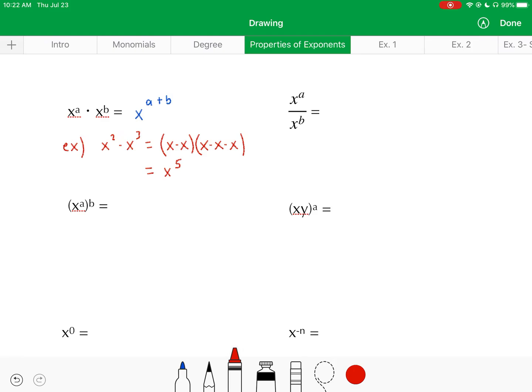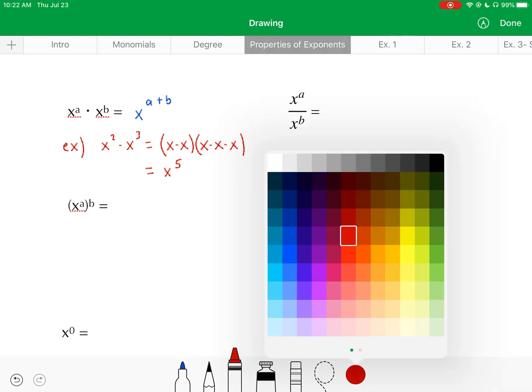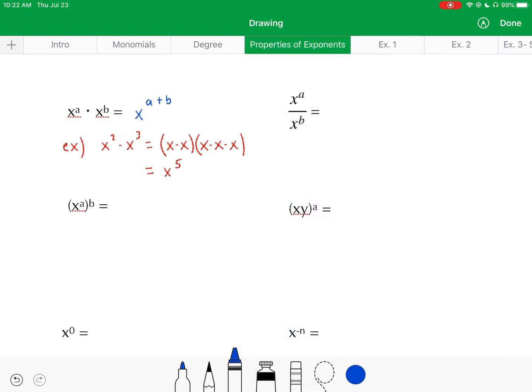All right. X to the power of a, if you divide that by x to the power of b, you're going to equal that to x to the power of a minus b. So that shows me I am subtracting the power from the numerator by the power of the denominator.